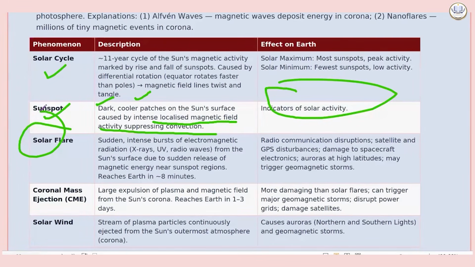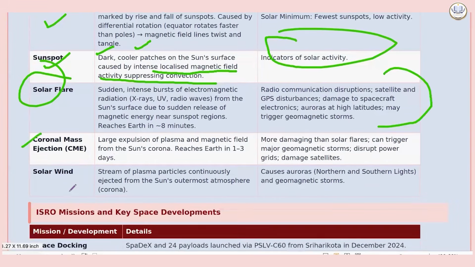Reaches Earth in 8 minutes. Radio communication disruption can happen because of solar flares. Satellite and GPS can be disturbed. Damage to spacecraft, electronics, auroras at high latitudes, may trigger geomagnetic storms. These are the impacts, and these are also asked in the UPSC previous year question as well.